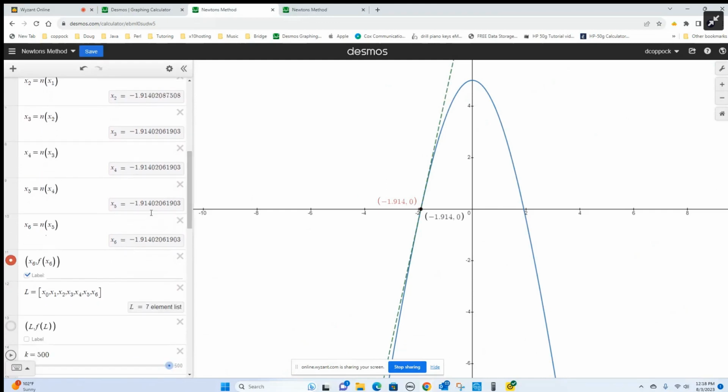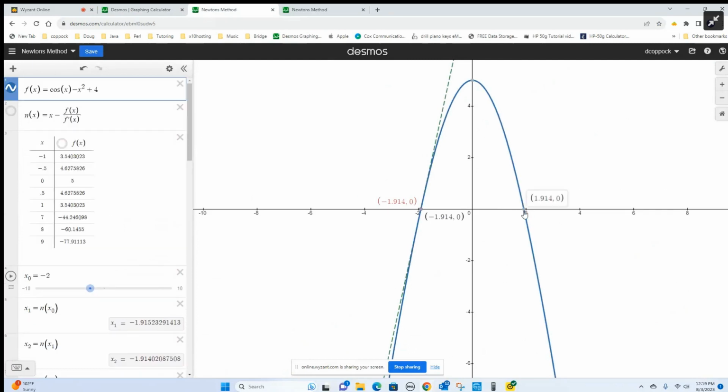So there is an approximate root. It looks like it only takes 3 invocations of Newton's method until all these decimals start repeating. So to 6 decimal places, -1.9140221, it looks like. Okay, now that's one of the roots. There's another root over here.